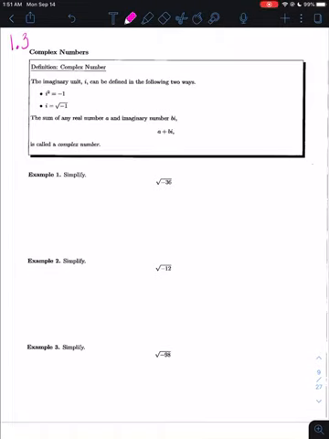Alright, Mrs. Teasley here. Today we're going to talk about complex numbers. Here in this box I have the definition of a complex number.